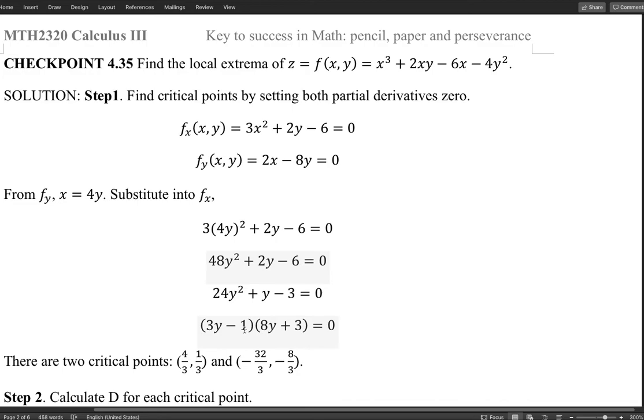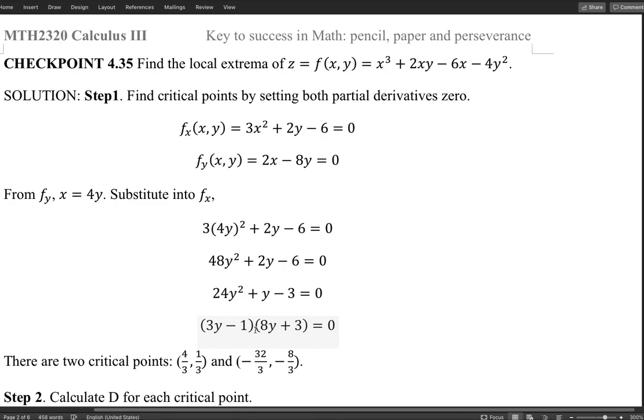y equals 1/3. Don't forget x equals 4y. So when y equals 1/3, x equals 4/3. And the second solution is y equals negative 8/3. Again, because x equals 4y, you multiply this y value by 4, and that turns out to be negative 32/3. So for this part of the calculation, we got two critical points.